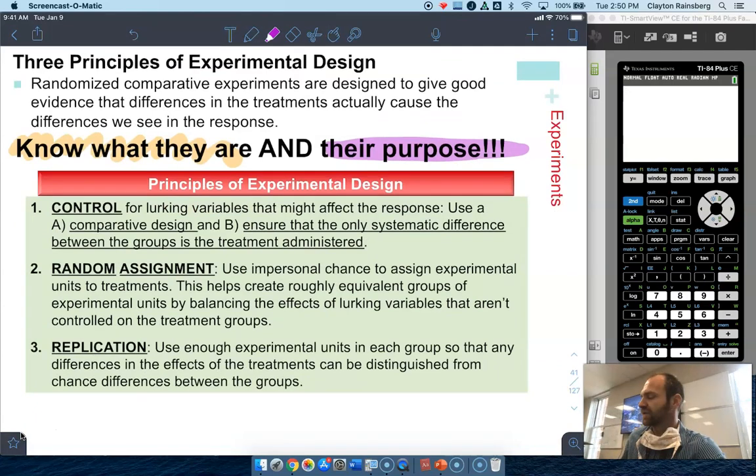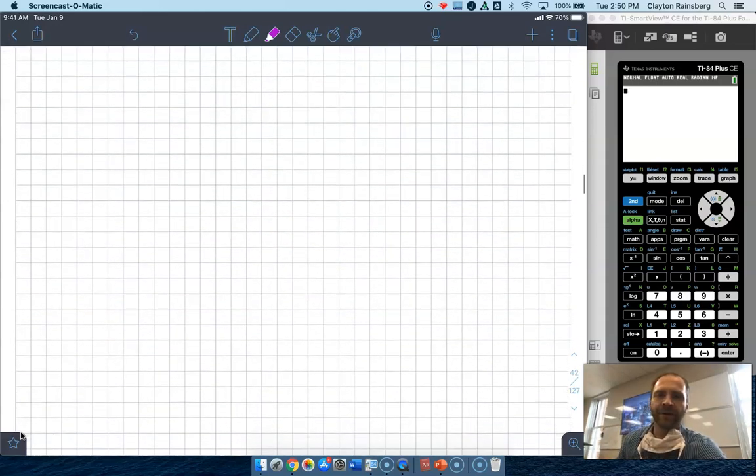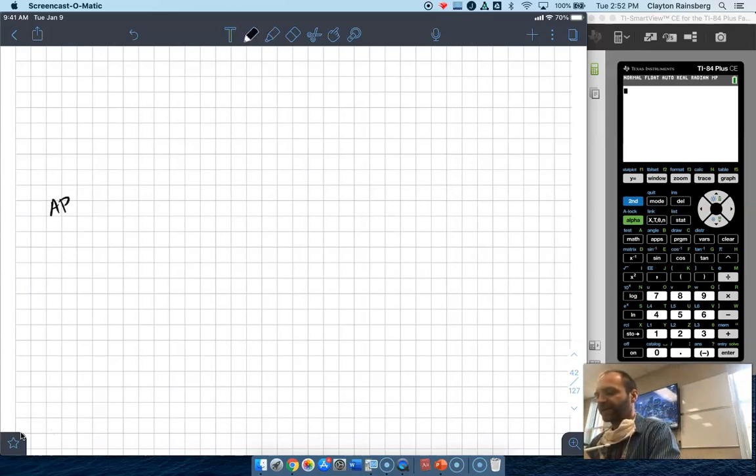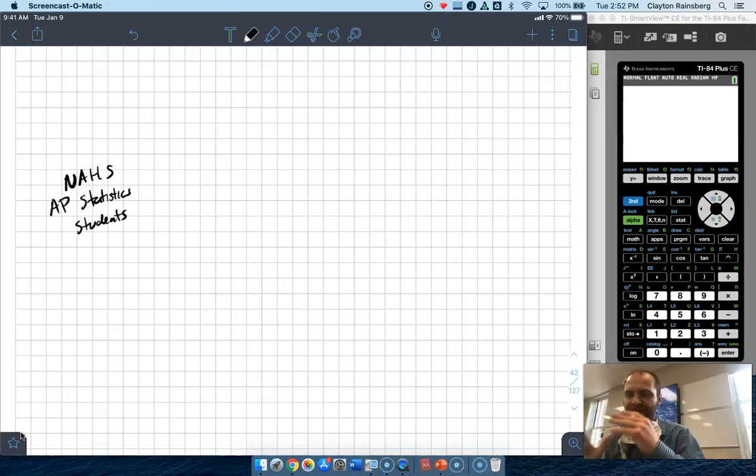So on your notes, I believe next, you should have a blank slide. I have a graph paper here for it. And we're going to go through this quickly. So let's put this into an example. I want to take all the AP Statistics students. That's what I'm going to do the experiment on. And let's just say, to make it easier, there are 120 of you. And so that's going to be the experimental units.